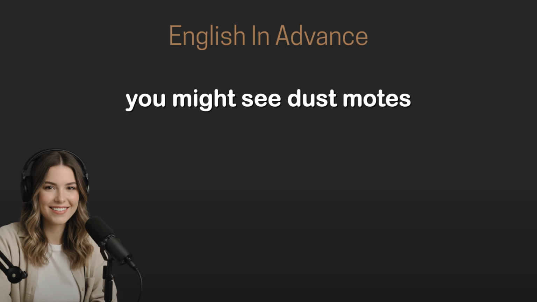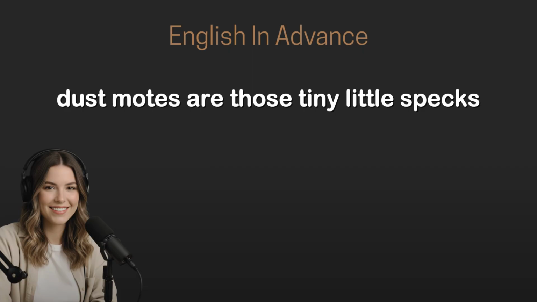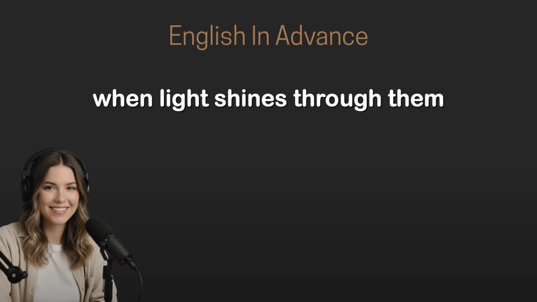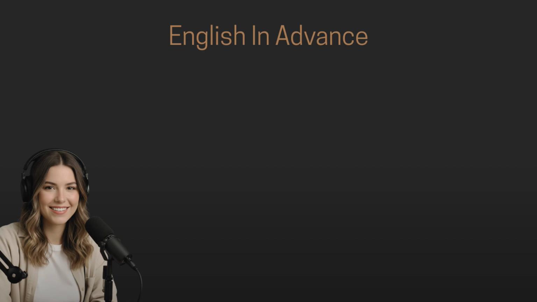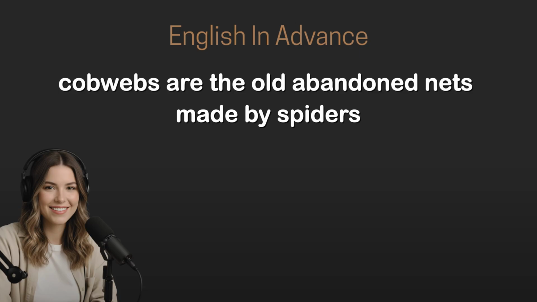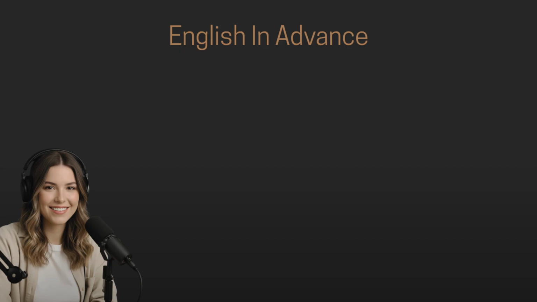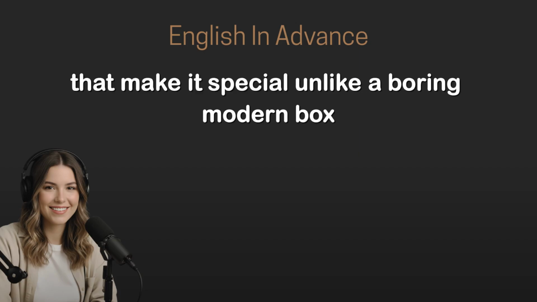You might see dust motes dancing in the shafts of sunlight. Dust motes are those tiny little specks of dust you can only see when light shines through them. You might see cobwebs in the corners of the ceiling. Cobwebs are the old abandoned nets made by spiders. A house like this feels heavy with history. You might say it has character. Having character means it has interesting, unique features that make it special, unlike a boring modern box.